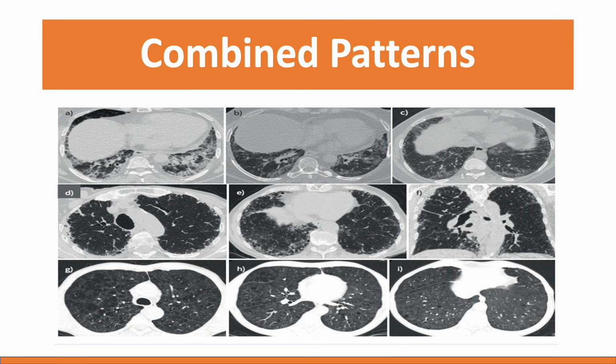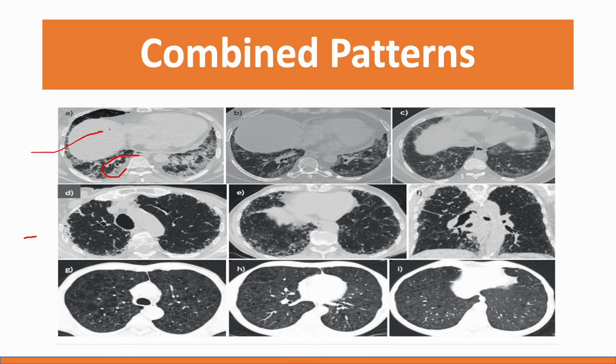These are the combined patterns. The first one that we see here, this is a pattern where there's a combination of NSIP and organizing pneumonia. So you see peripheral subpleural consolidations, you see NSIP also in the form of ground glassing. Now this here NSIP and organizing pneumonia will be in bilateral distribution in a peribronchovascular subpleural distribution here in this case.